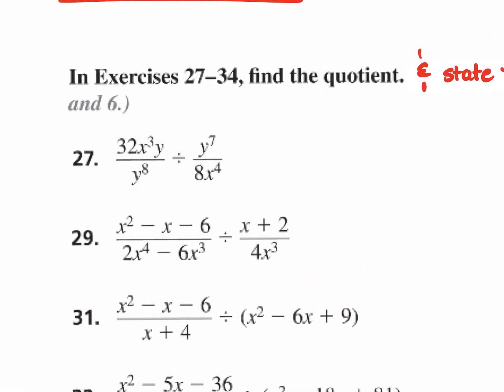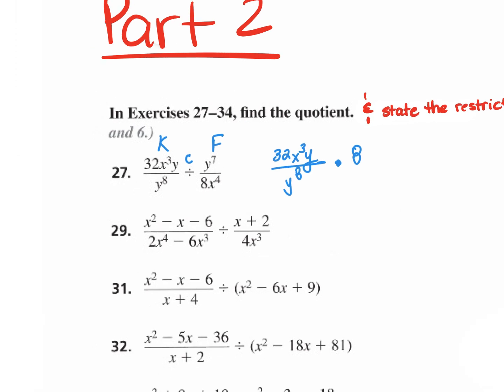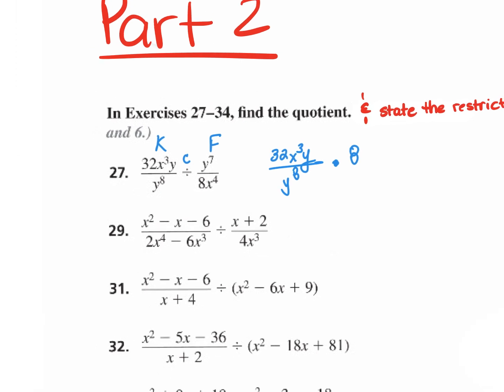How do we divide fractions, divide rationals? You keep, change, flip. So this, you keep 32x cubed y over y to the 8th, right? Times, and then we flip, correct? So 8y to the 7th. Sorry, I don't know why I said that. 8x to the 4th over y to the 7th, correct? No, it's not, if you're flipping it. Right? If we flip it?